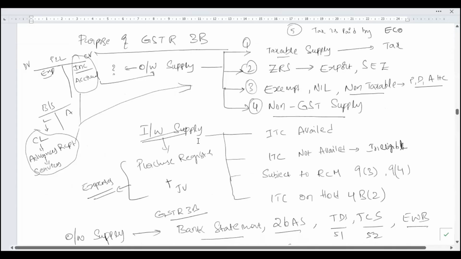Small clarification. Is there a non-tax fees? Yes, non-tax supplies, something like alcohol, petrol, diesel.